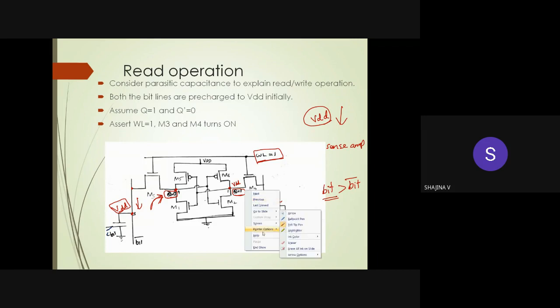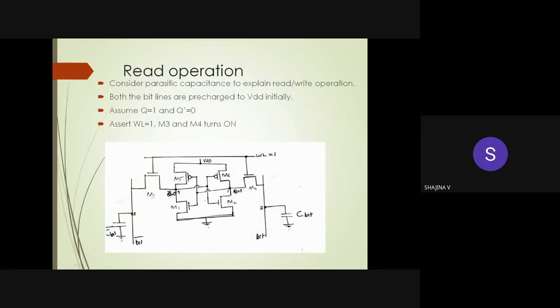Is that clear? Let me say it once more. Initially we are assuming the content of the memory cell to be logic 1. That is, at point 1 there will be a high voltage, that is logic high, let it be VDD. And here, at the other node, it is 0. This is my assumption.